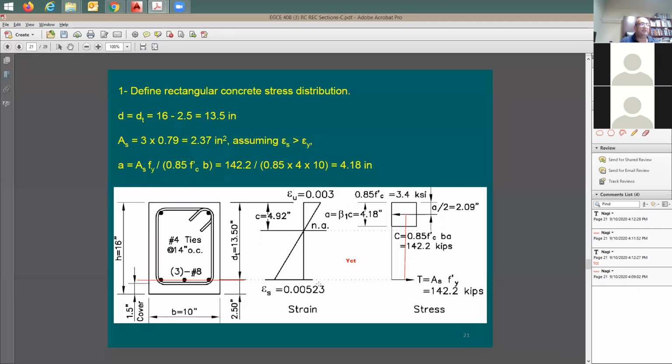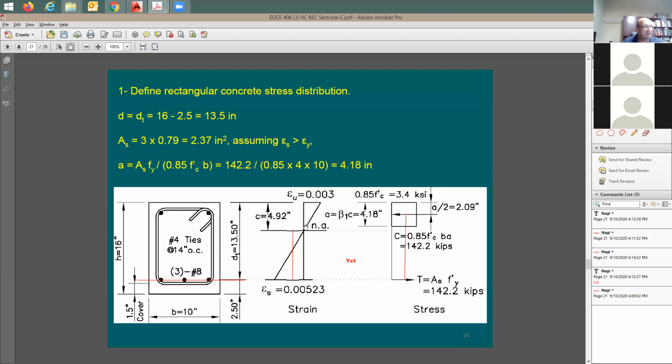Now to confirm the strain in the steel, I have the concrete strain to be at 0.003, which means at the capacity point, concrete strain. I have the depth C, I have the depth D. I should be able to find out the strain in the steel. I can say, for example, that 0.003, which is the strain in the concrete, divided by 4.92 for one triangle is going to be equal to the strain in the steel divided by 13.5 minus 4.92, which is this distance from here to there.